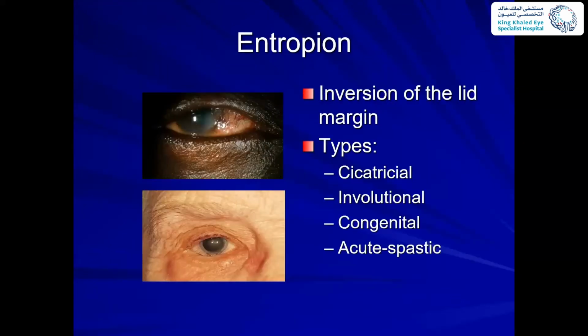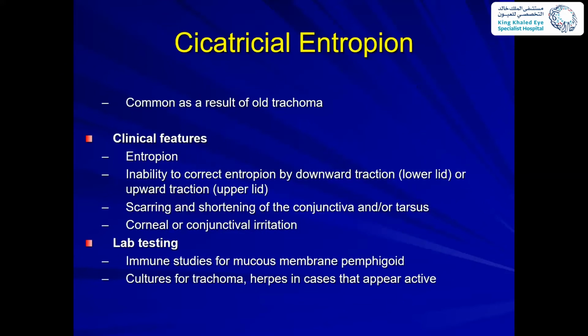Regarding entropion, we mean by entropion the inversion of the eyelid margin. So the lid margin itself is deviated inward, and that can be either cicatricial, involutional, congenital, or spastic. In other words, entropion is a clinical finding, but for the diagnosis, you need to mention the cause, like cicatricial entropion or involutional entropion. If you say just entropion alone, this is just a clinical finding without a diagnosis. So for diagnosis, you need to indicate the etiology.